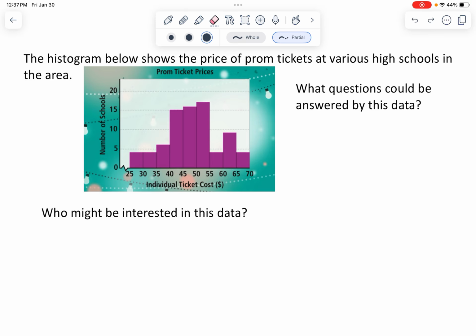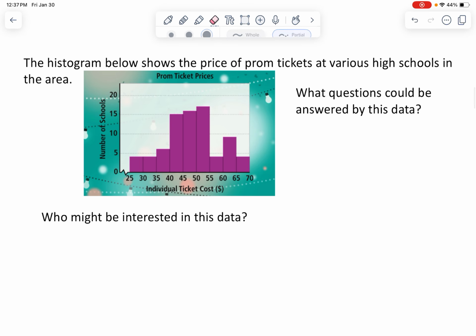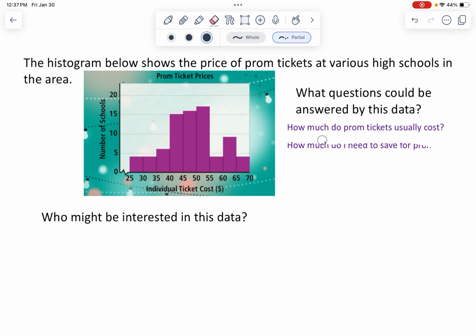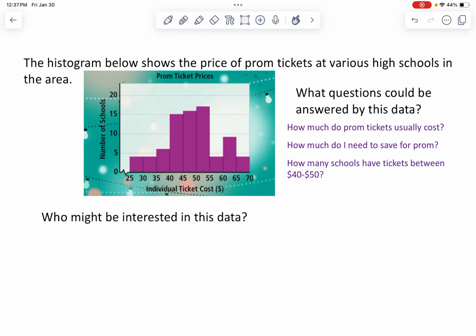In terms of questions, we might want to know a few things. You might say, what's the average price? What do they usually cost? I might also say, how much do I need to save for prom? Or how many schools have tickets between 40 and 50 bucks? Who might be interested in this? Probably people who organize prom, parents and students who have to pay for the prom tickets. That's going to be important information for them to know.